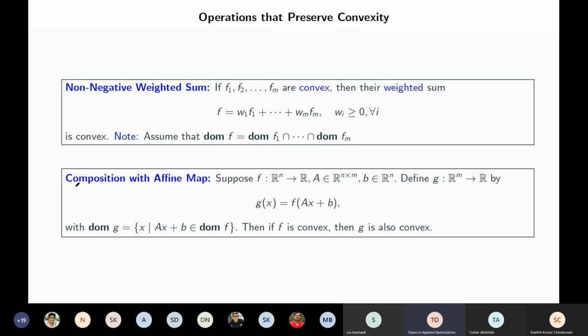Another thing is composition with an affine map. So if a function f from R^n to R is given, and A is an n by n matrix, and b is in R^n, then if you define a function g(x) equal to f(Ax plus b), then if f is convex, then g is also convex.